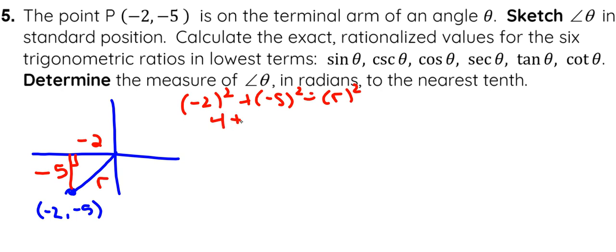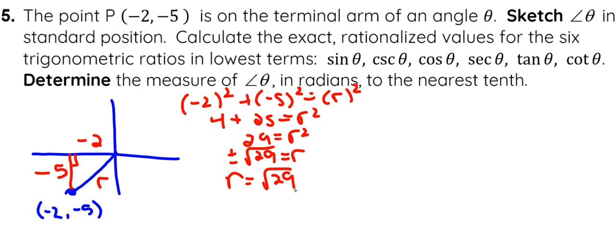So this is going to be 4 plus 25 equals r squared. So 29 is r squared, so r is going to be plus or minus the root of 29, but the radius and the hypotenuse are only positive, so the radius is square root 29. Okay, so now that I know that the radius is square root 29, I'll just label that on my triangle. I can now find all of the ratios, okay?